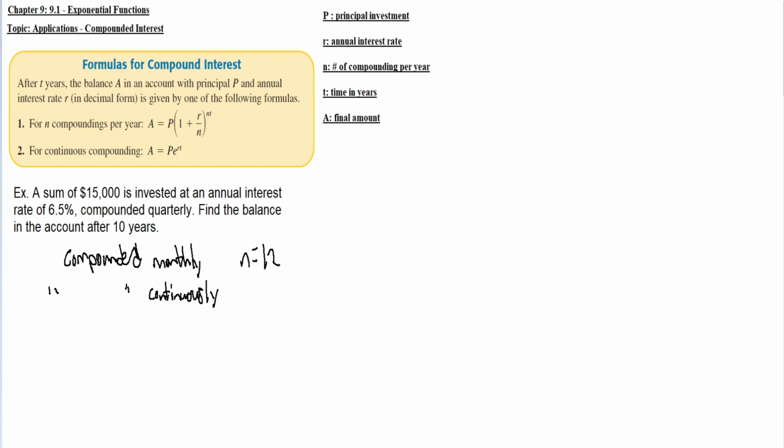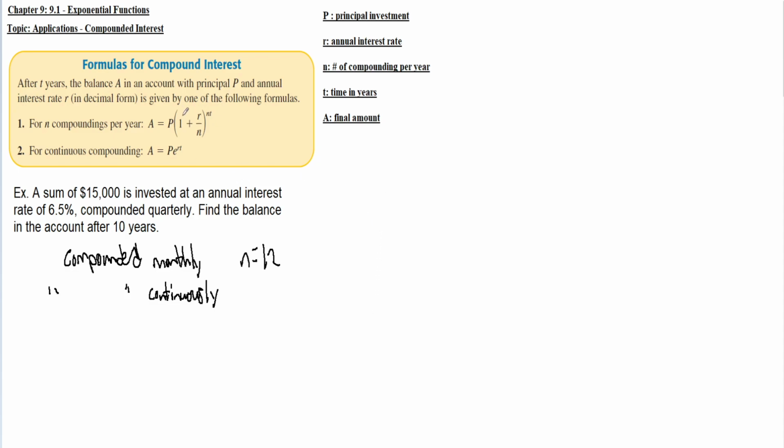My name is Joel, and today we'll be finishing off with section 9.1, exponential functions, and we'll end it by talking about the application behind compounded interest.